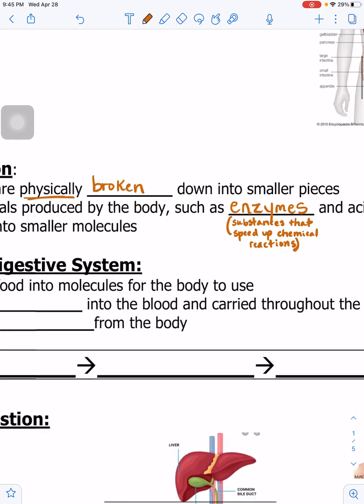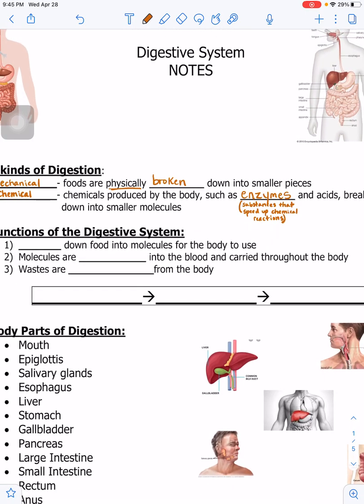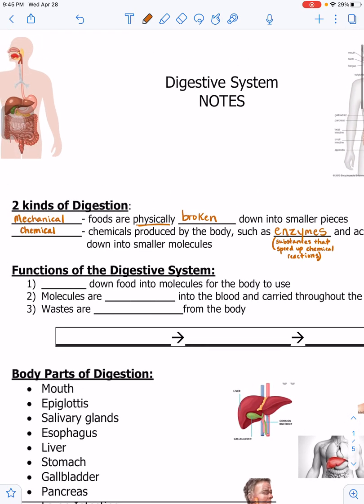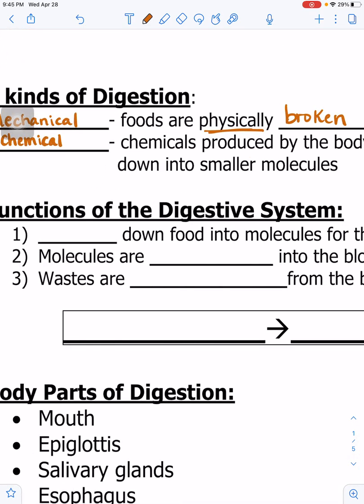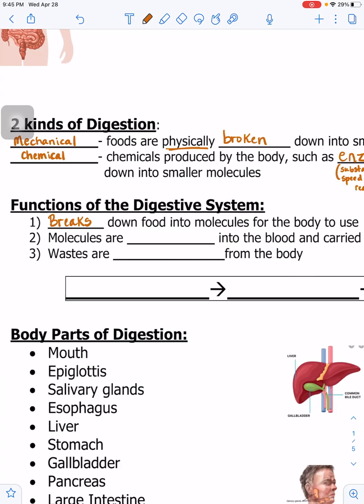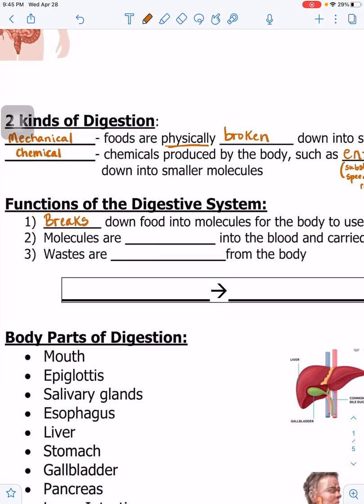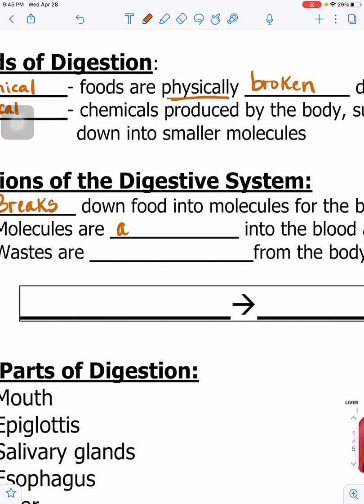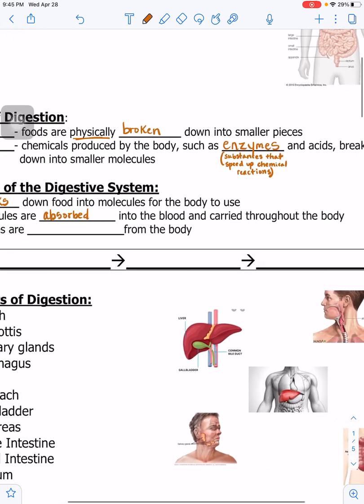Next, we're going to talk about the functions of the digestive system and what it does for us. I know you think of it as just eating food, but there are three parts. The first one is that the digestive system breaks down food into molecules for the body to use. The second function is the molecules that have been broken down are absorbed. A-B-S-O-R-B-E-D. They are absorbed into the blood and carried throughout the body.